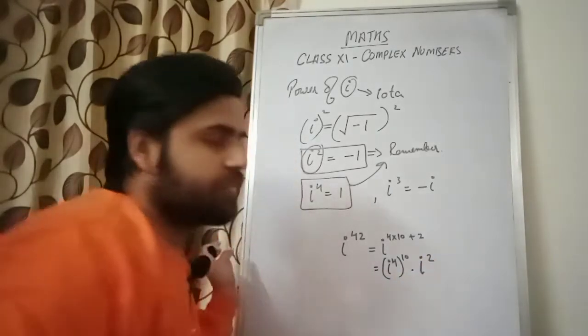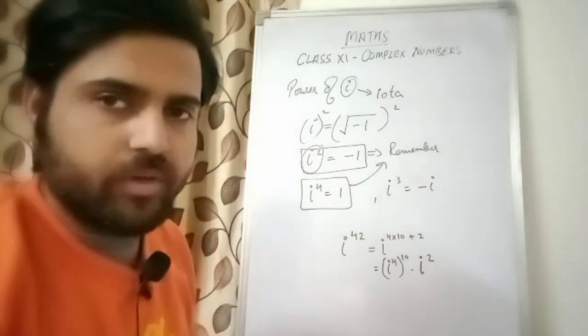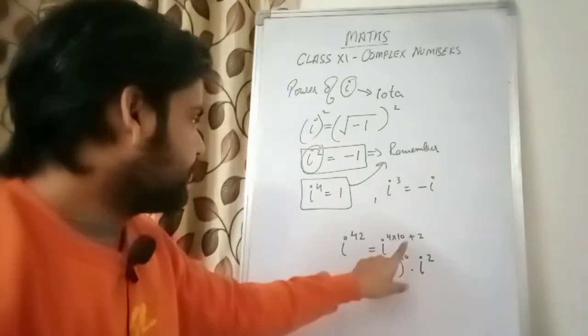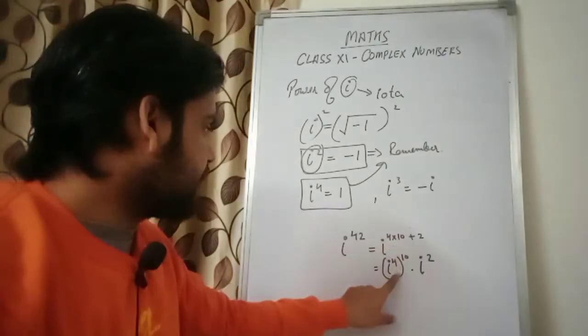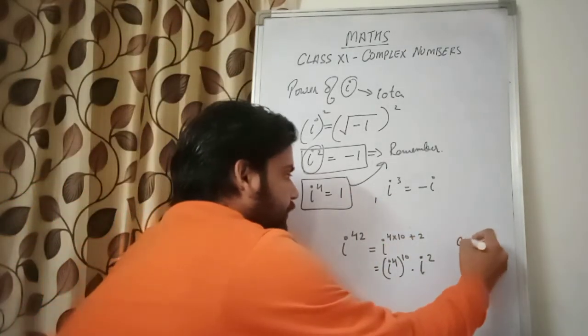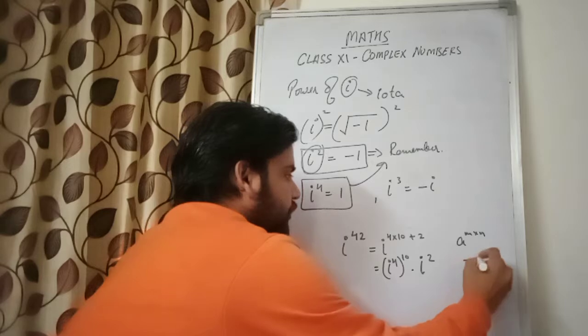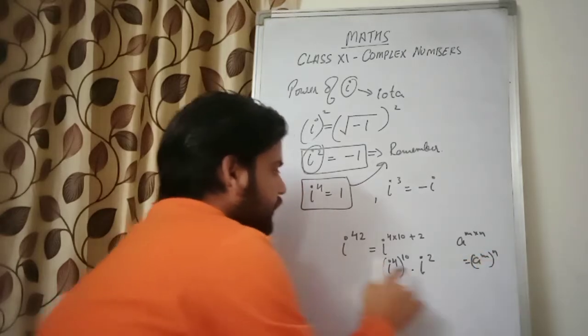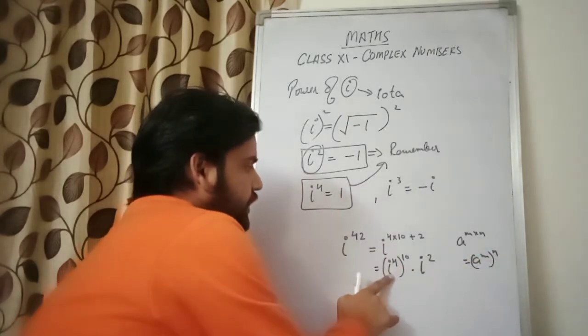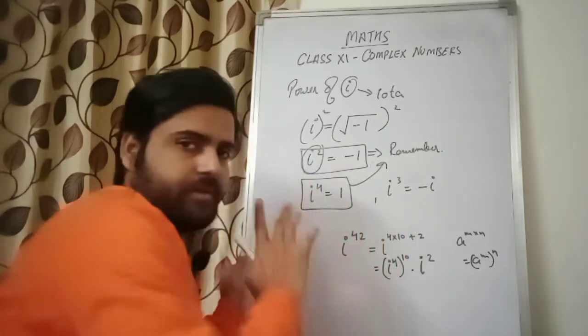If the concept of exponents is clear, then you would understand it. So here, why did I write it like this? See how I have written this, a to the m into n, so it will be a to the power m n. This form we have used here, and I have already told you this form earlier, okay?